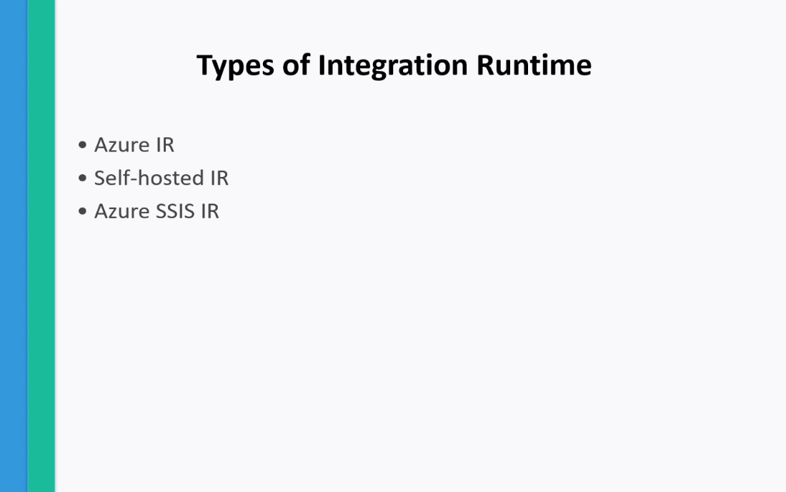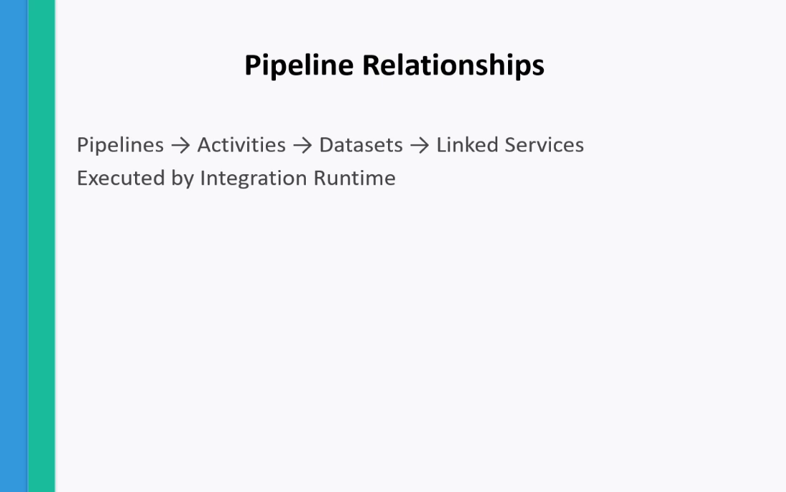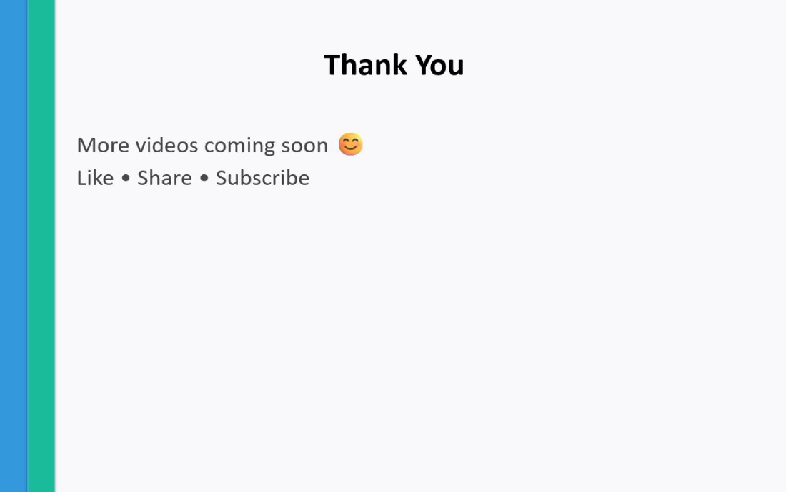Now, let's connect everything together. A data pipeline contains activities, activities use datasets, datasets connect to data using linked services, and all these activities run using the integration runtime. All these components work together like a system. Once you understand this relationship, Azure Data Factory becomes much easier. In this video, we clearly understood pipeline components, activities, linked services, datasets, and integration runtimes. This knowledge is very important before doing hands-on.